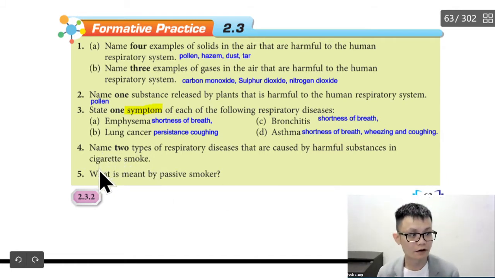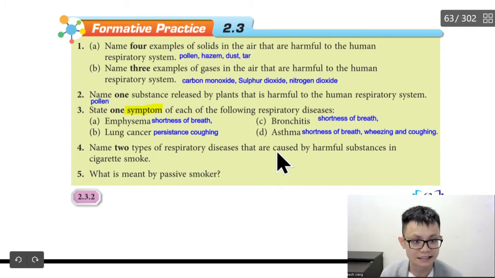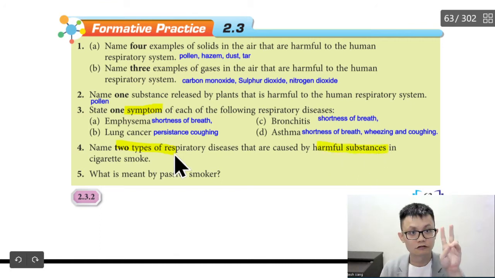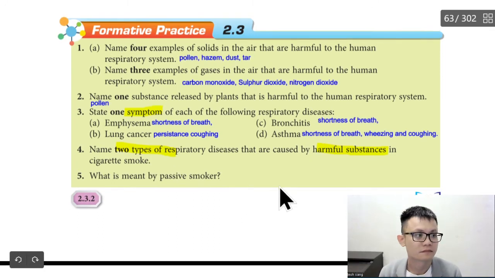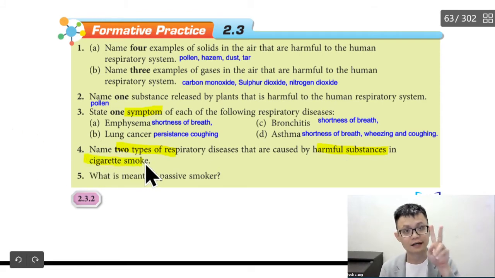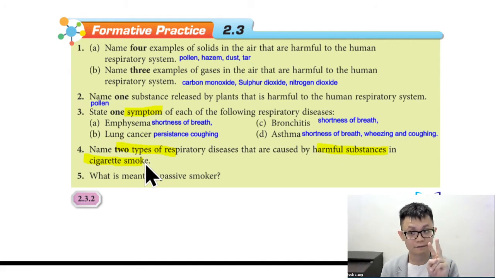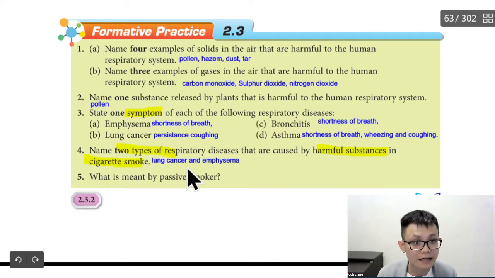Okay, name two types of respiratory disease that are caused by harmful substances in cigarette smoke. Two sicknesses, what are they? For this one, harmful substances in smoking. In smoke, we already learned there are two, right? One is tar and nicotine, because nicotine is acidic. So tar and nicotine, what are the diseases? Maybe I just put lung cancer and emphysema. They are caused by harmful substances.